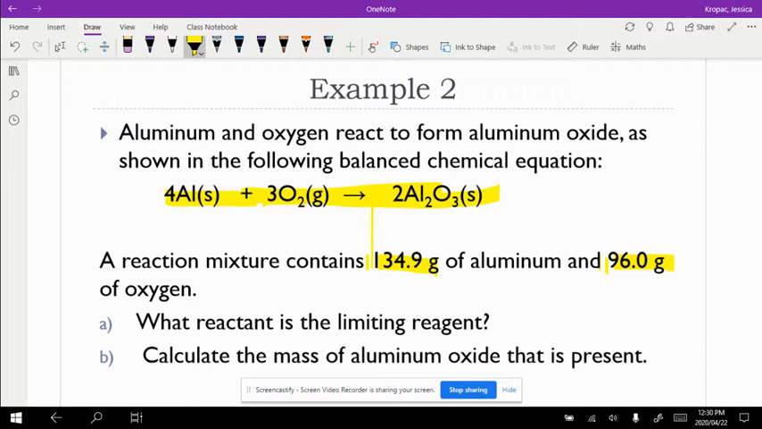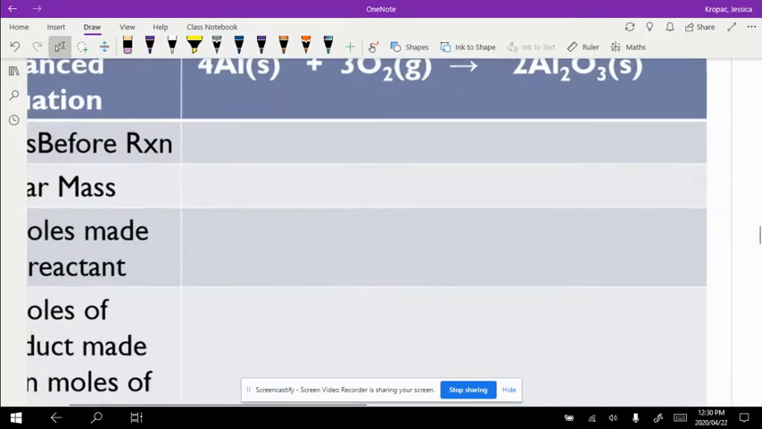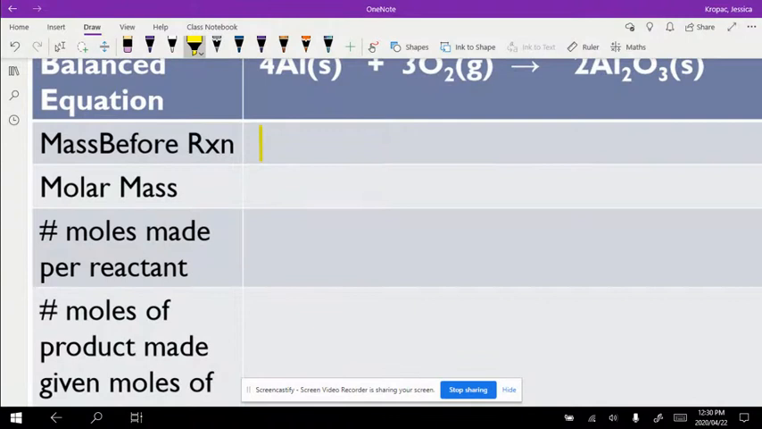So we're going to set this up the exact same way we did last time using a reaction table. Notice that we've put the balanced chemical reaction at the top, and the first little bit of this table is just recording all the information that we've been given. So in the question, we were given the mass of aluminum, 134.9 grams. We were also given the mass of oxygen, 96 grams. We need to calculate the molar masses. Molar mass of aluminum is just straight from the periodic table. So molar mass of aluminum is going to be 26.982 grams per mole.